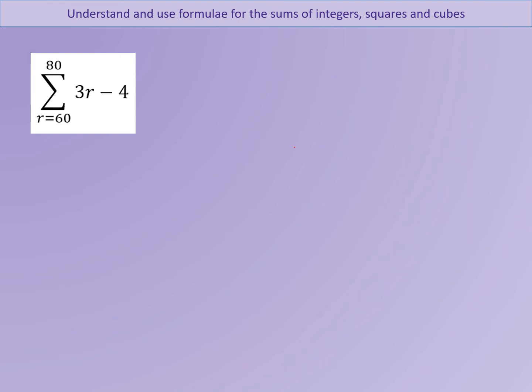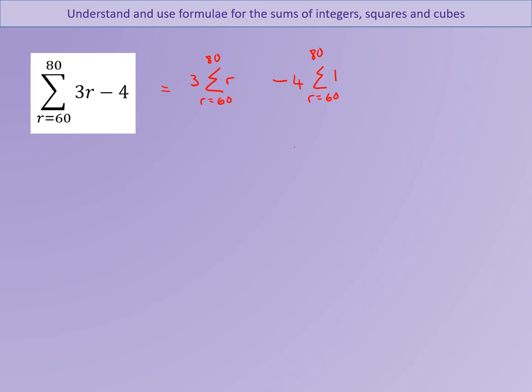So first thing we're going to do is split up that summation using the rules that we have just seen. So the sigma of 3r, the sum of 3r, we could write that as 3 times the sum of r, still starting at r equals 60, going up to r equals 80. And the minus 4, we're going to write that as minus 4 times the sum of 1, starting with r equals 60, finishing at 80.